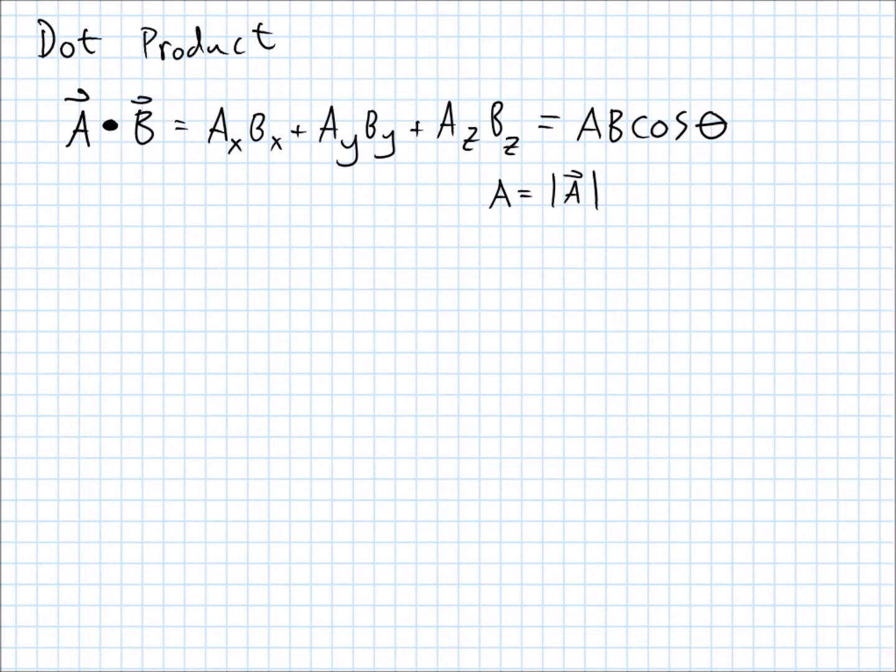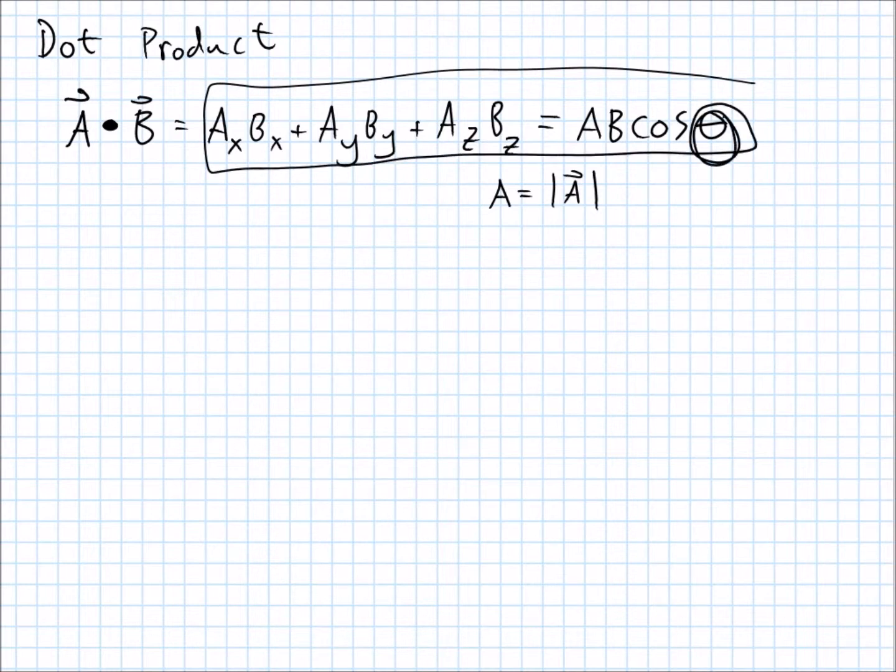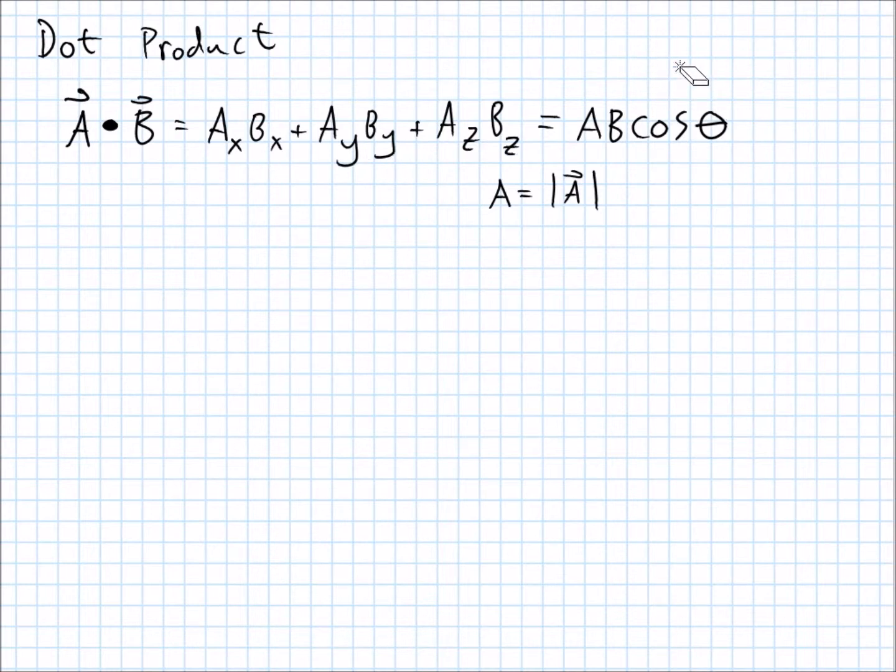So let's talk about how this can be useful. Well, this theta right here, the dot product is an excellent way to find the angle between two vectors, because if you know everything about the vectors, you know all their components, then you can solve for their magnitudes, in which case theta is the only unknown in this equation here. So let's try an example.